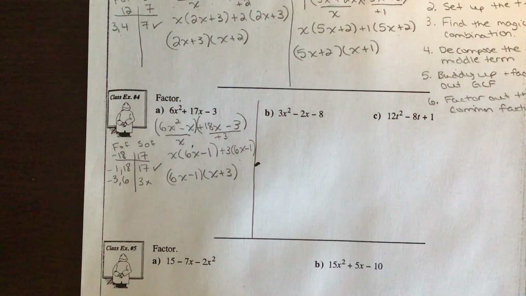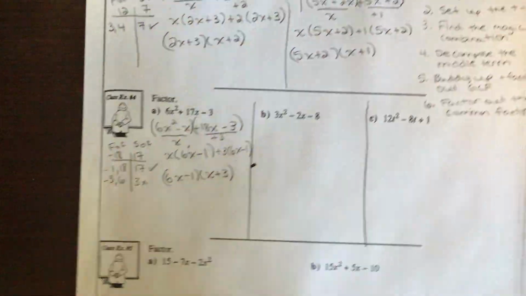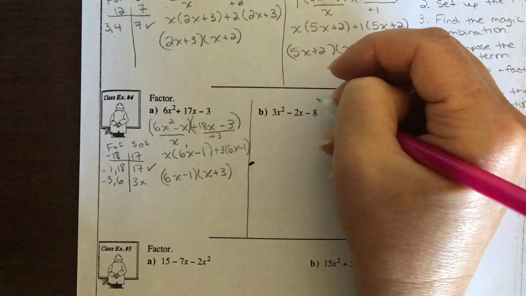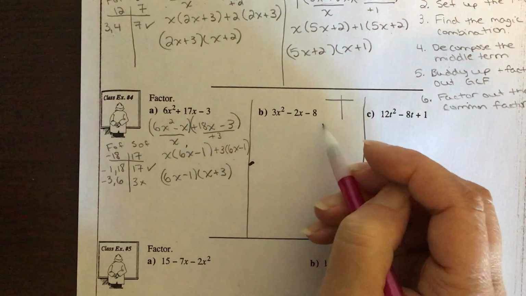Okay, let's do this one. Yeah, I'm going to give myself more room there. Okay, the t-chart. I don't like it being so squishy, so I'm going to do my t-chart up here. Okay, let's look for a greatest common factor first.